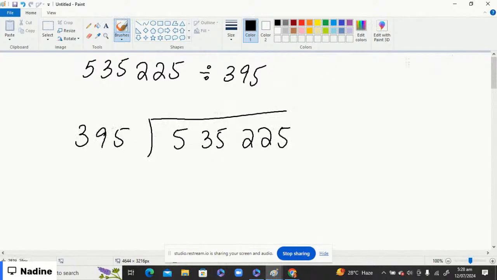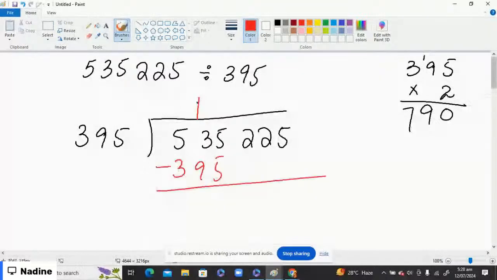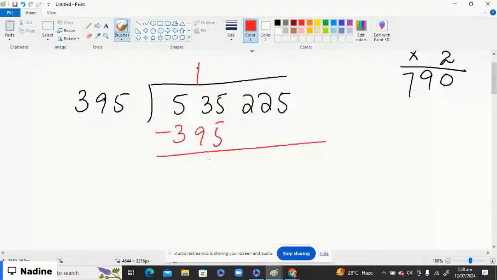So first of all, 395 times 2, let's check. 5 times 2 is 10, 9 times 2 is 18, plus 1 is 19, 3 times 2 is 6, plus 1 is 7. This is greater, so we can put 1. 395 times 1 is 395. After subtraction, what's the answer? 5 minus 5 is 0. We're getting carry from the 5. This becomes 13. 13 minus 9 is 4. 4 minus 3 is 1. It's 140. Now putting down this 2 here.